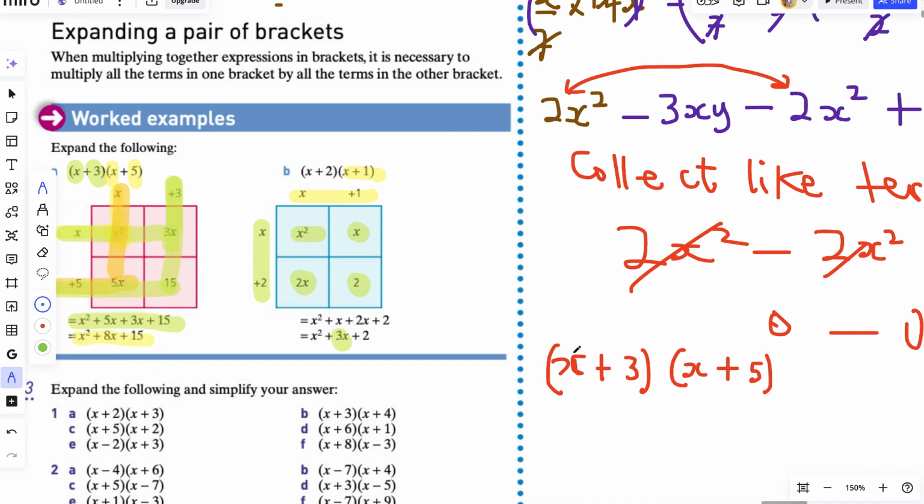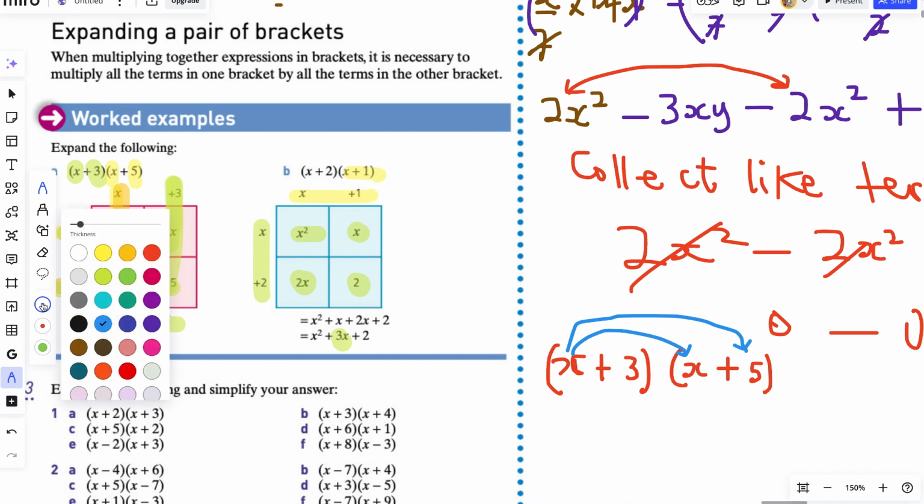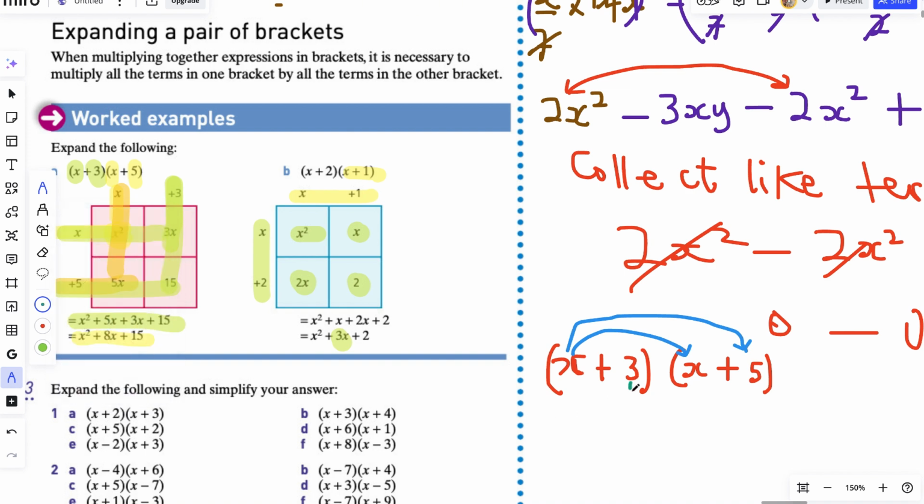Here, I'm going to take this first term and use it to multiply the first term in the other bracket, and then I'll use it again to multiply the second term in that bracket. Meaning, you take this to multiply both of the things inside this bracket. After you've done that, then we switch. We take the next term, which is 3. You use it to multiply this x, and you use the same 3 to multiply this 5. Okay? So now let's do that.